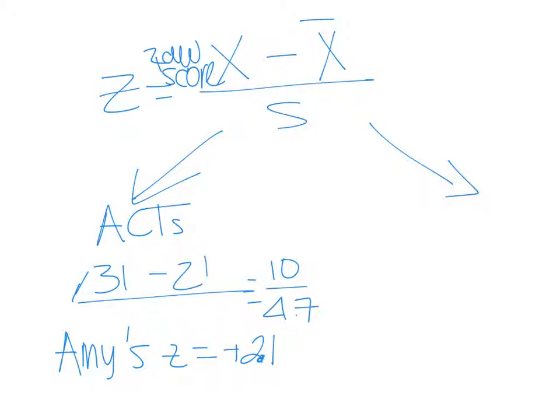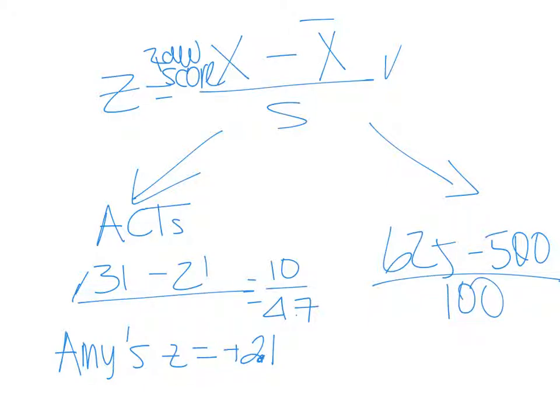Now Tim scored 625, right? That's his raw score. We're plugging in the information from here for those who are just joining us right now. And then we subtract the SAT's mean, which is 500. And then we divide that by the standard deviation. And the standard deviation for the SATs is 100. And that leaves us with 125 divided by 100. And that would give Tim a z-score of 1.25.